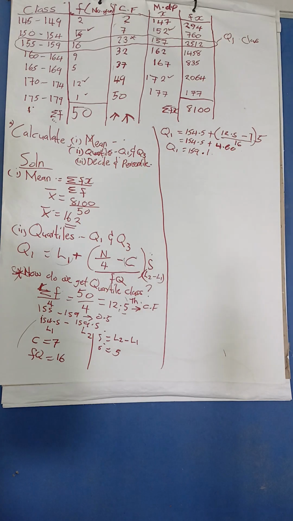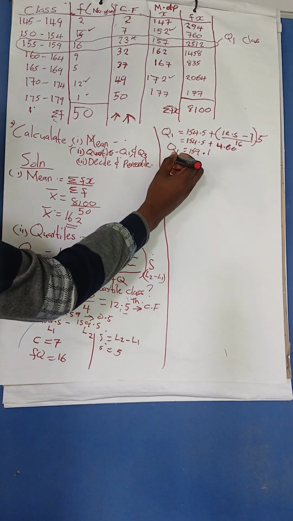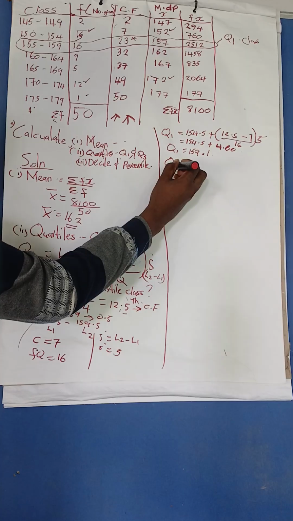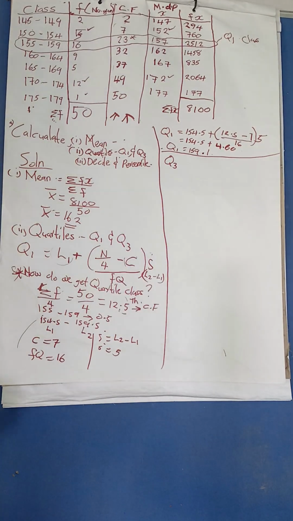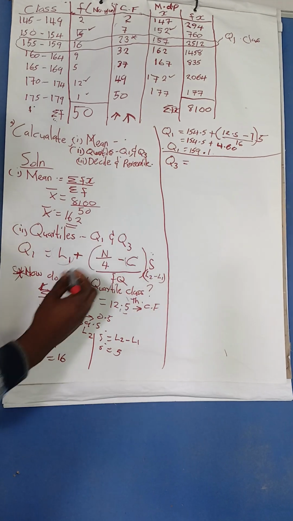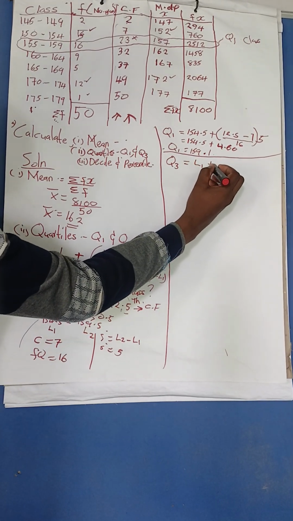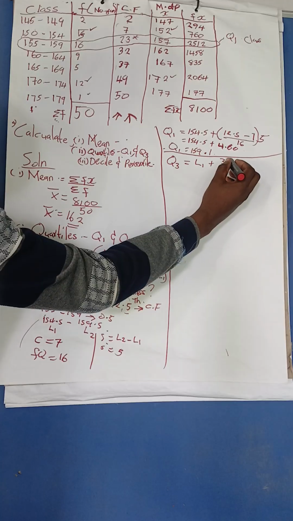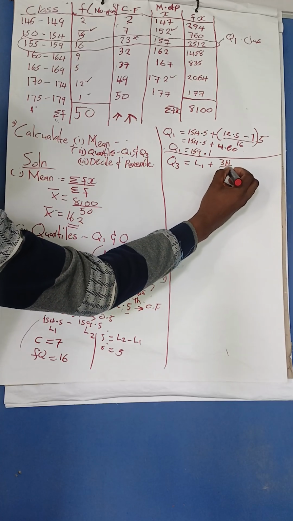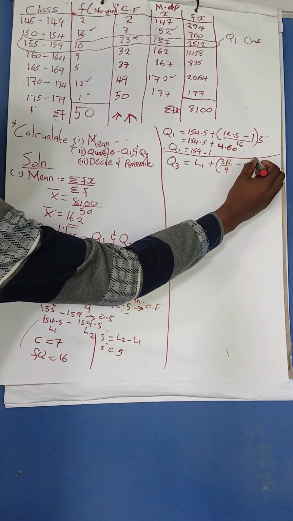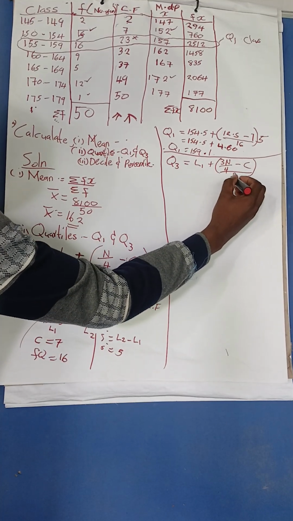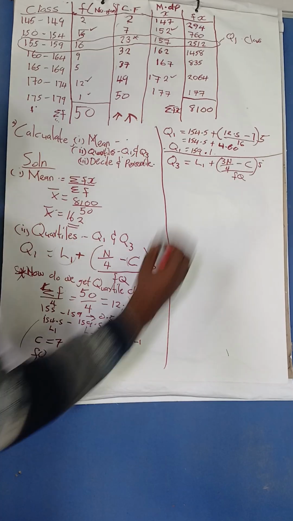Now the upper quartile, Q3. What will change in this formula? How do you get the upper quartile, Q3? The formula for Q3 is very easy. It will be L1 plus 3n divided by 4, minus the cumulative frequency before the class, then you divide by the frequency of the upper quartile class, then you multiply by the class interval.